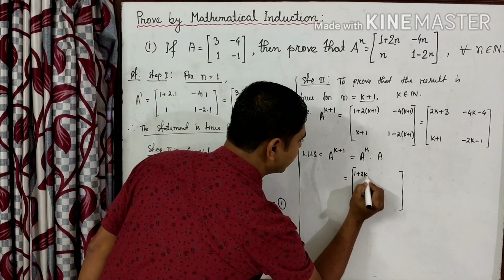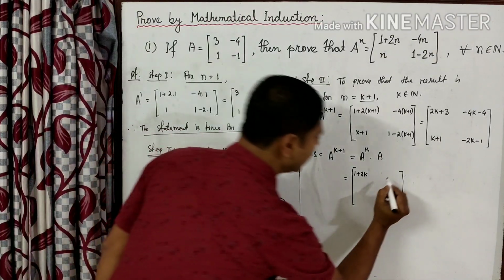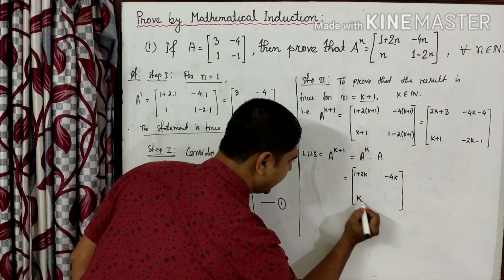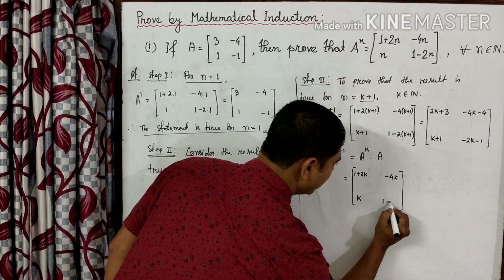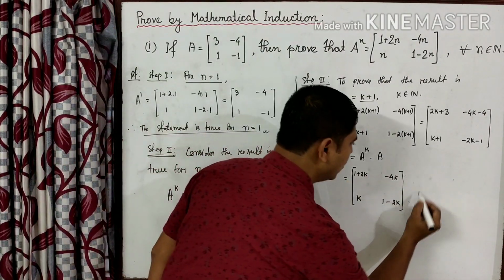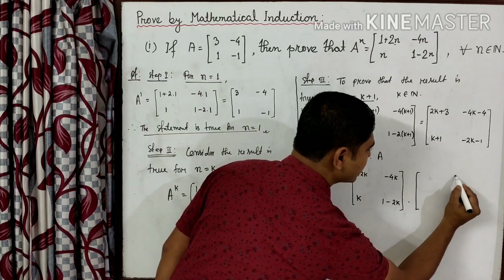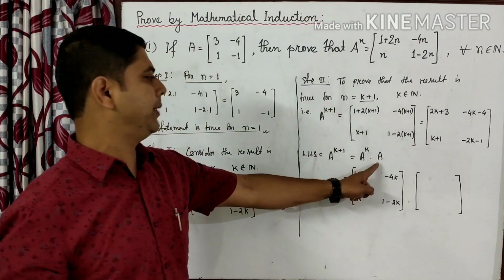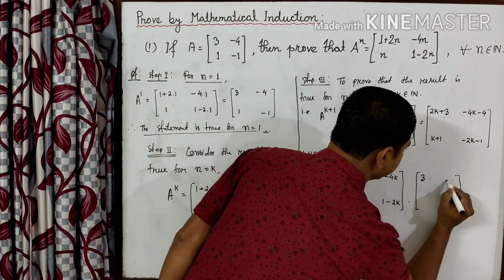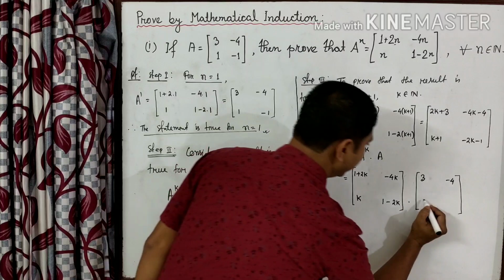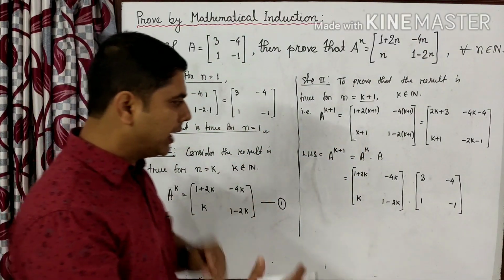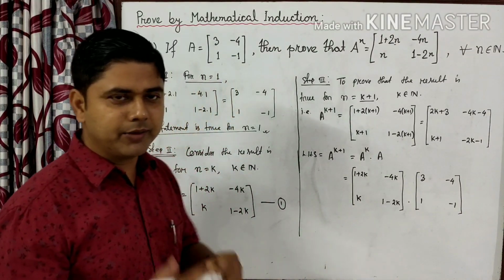1 plus twice K, minus 4K, K, and 1 minus twice K. Next, into what is the value of A? The next matrix is A, putting this value of A. Finally this can be written as 3, minus 4, 1 and minus 1. That is the value. Now you have to multiply these two matrices.